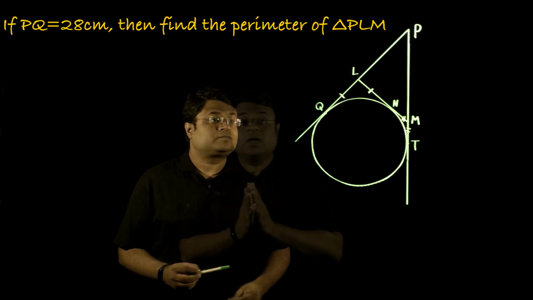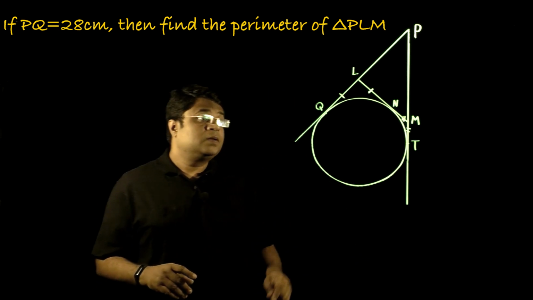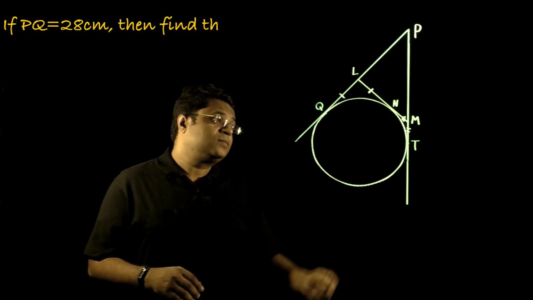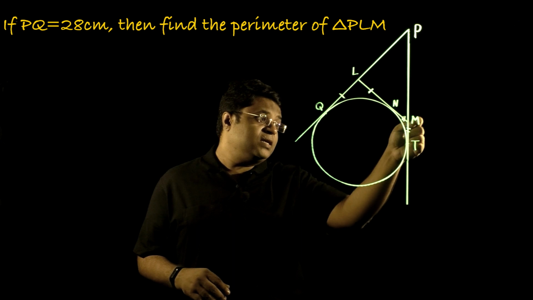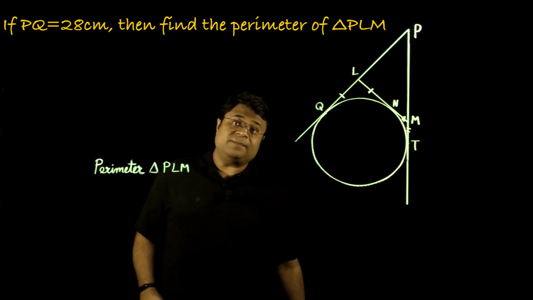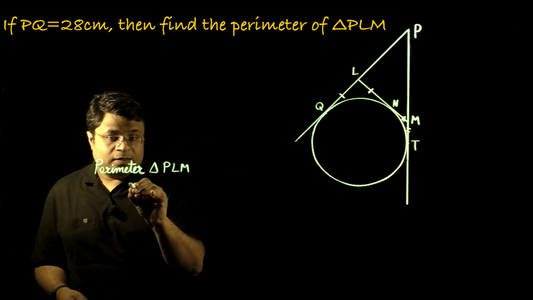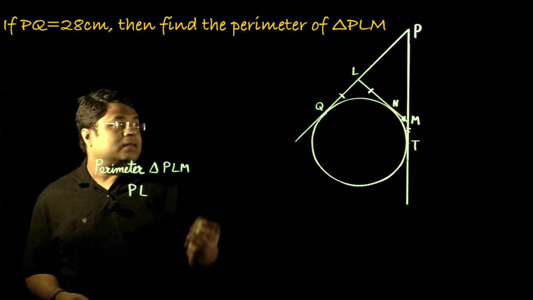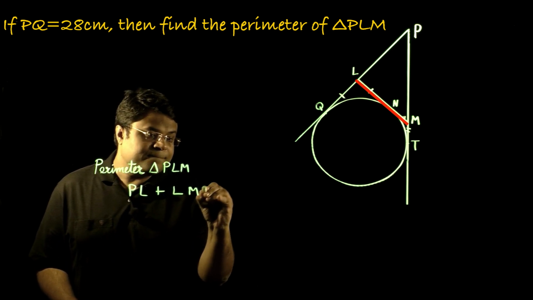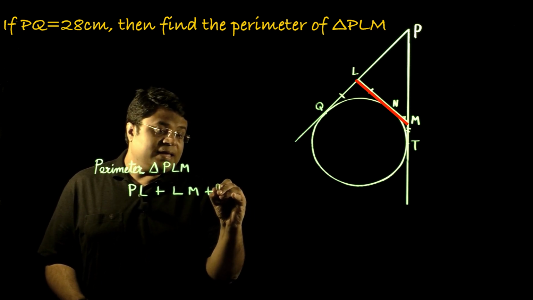Fine. So coming back to this question, LQ is equal to LN, MN is equal to MT. So now, the perimeter of triangle PLM consists of three sides, PL plus LM plus PM.